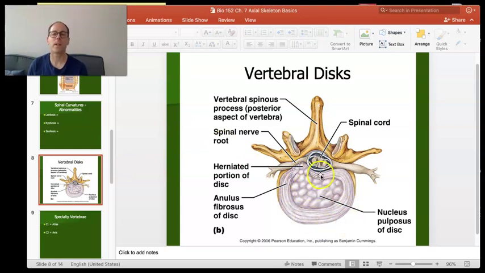Now, the way this is set up, they're made of fibrous connective tissue, or sorry, fibrocartilage. They're very, very strong. And in the middle of them, we have this material called the pulposus, which is this sort of jelly-like material. So you have this ring around the outside that's very tough, and you have this jelly stuff in the middle. And so you can squish on this and it bounces back.